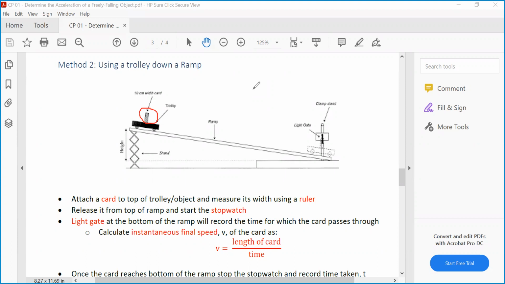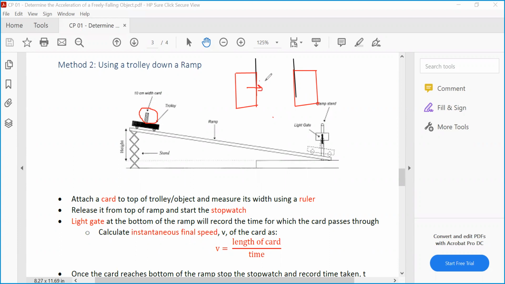Calculate the instantaneous final speed of the card as the length of the card divided by the time. Now here, if you take the card like this and the light gate like this, let's take the card in red. The card enters the light gate, the light beam, and it goes away like this. So the light gate measures the time it is inside.